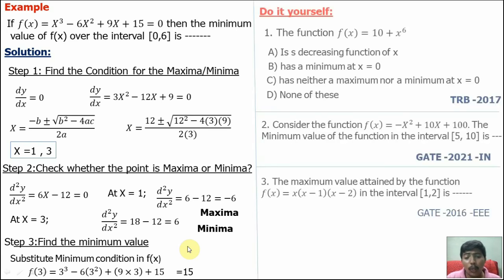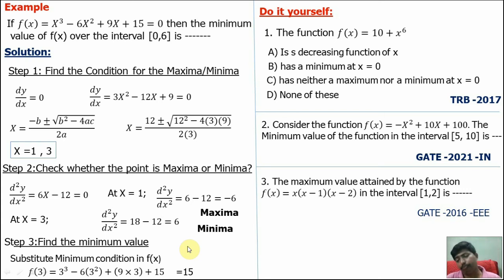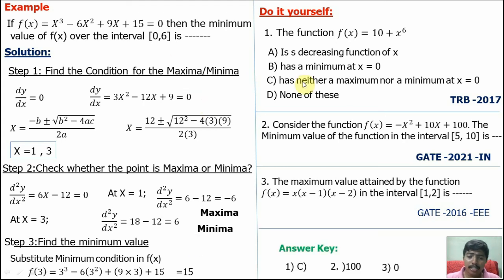Now do it yourself. I listed 3 questions that were asked in TRB GATE examinations. In the first question, we have to find a condition for the maxima or minima. In the second question, we have to find the minimum value. In the third question, we have to find the maximum value. My answer: for the first question, option C is correct. The second question answer is 100. The third question answer is 0.